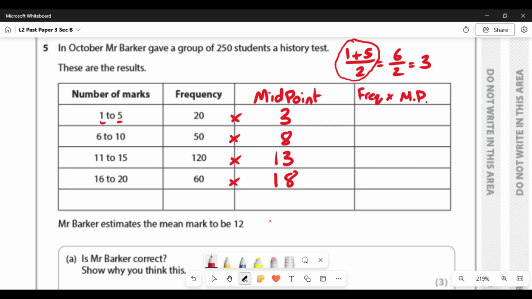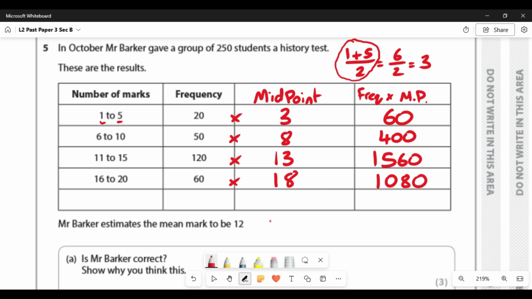So 20 times by 3, obviously 60. 50 times by 8 should be 400. 120 times by 13 is 1560. And then 60 times by 18 is 1080. Okay, so we need a total for this fourth column.